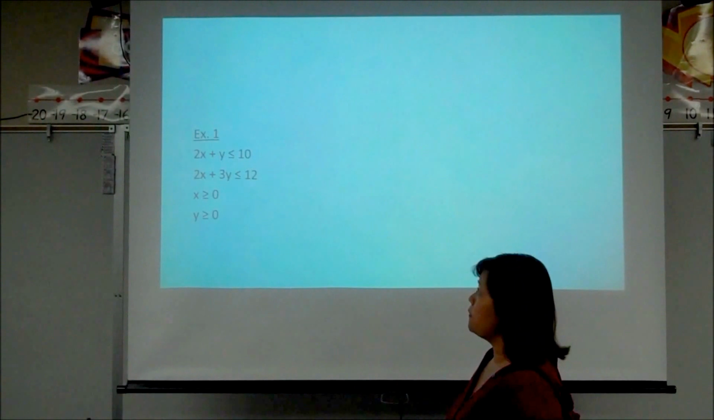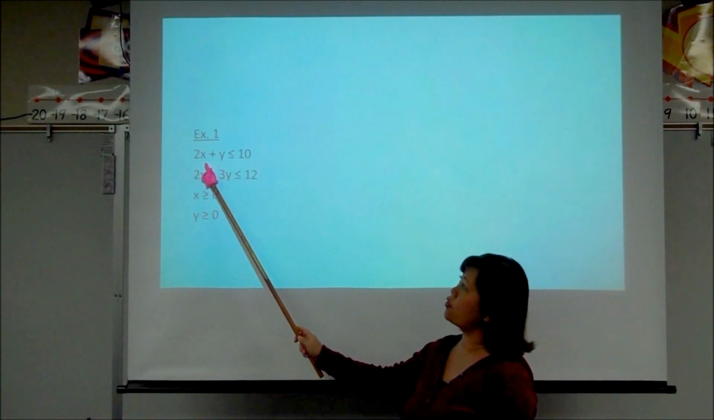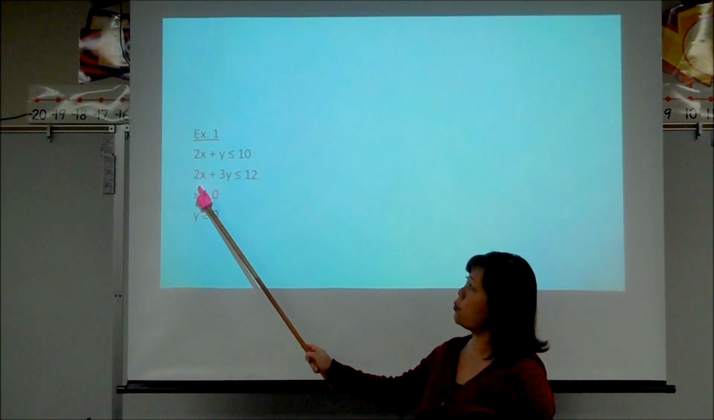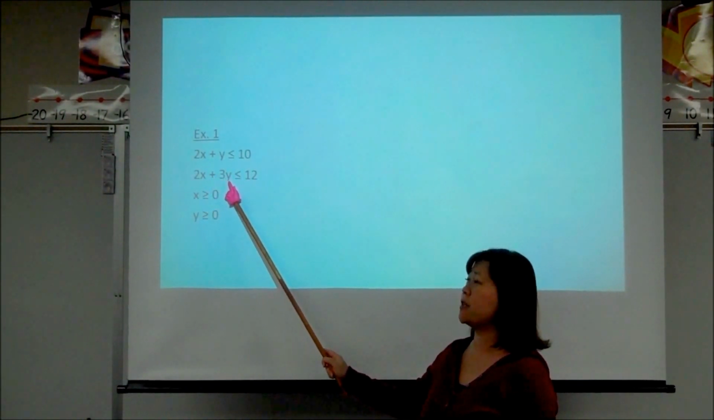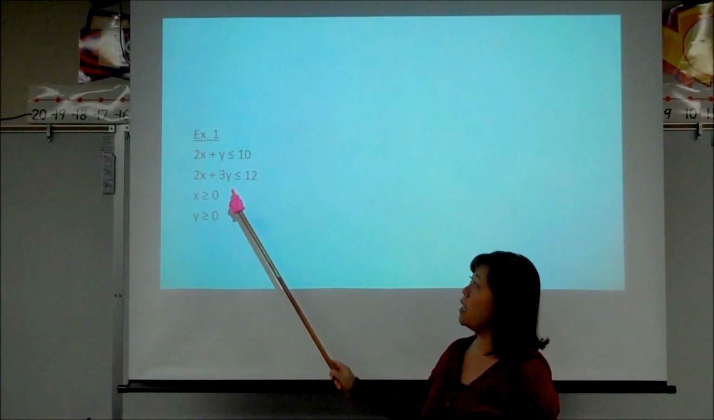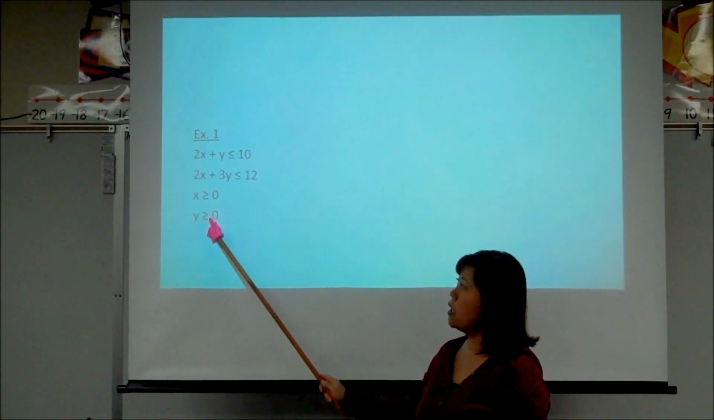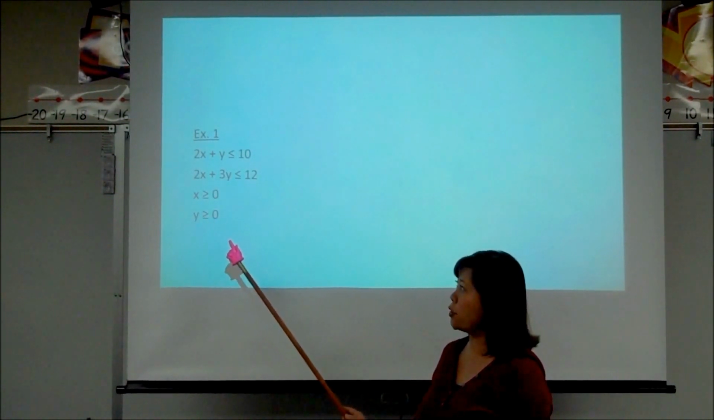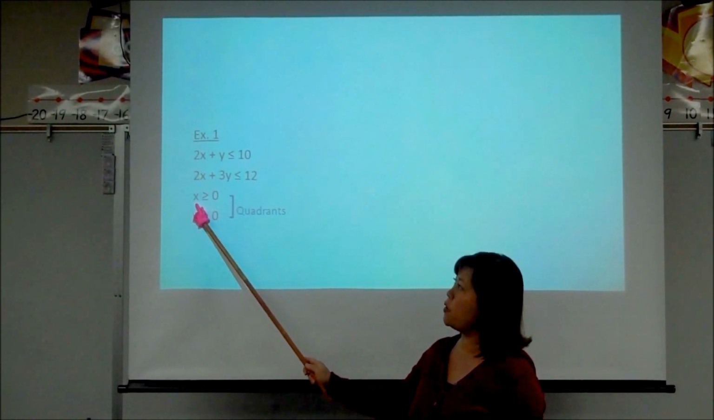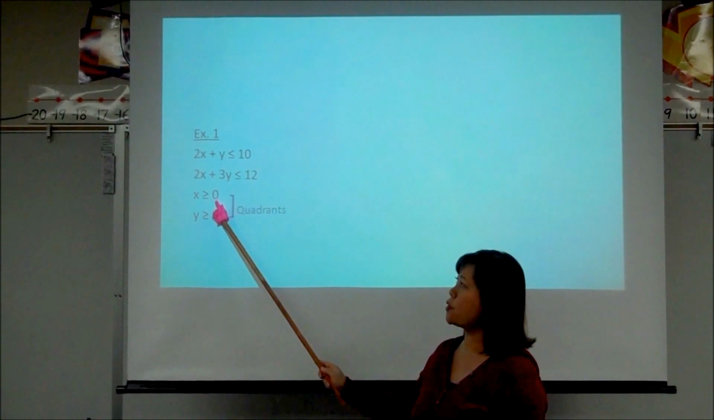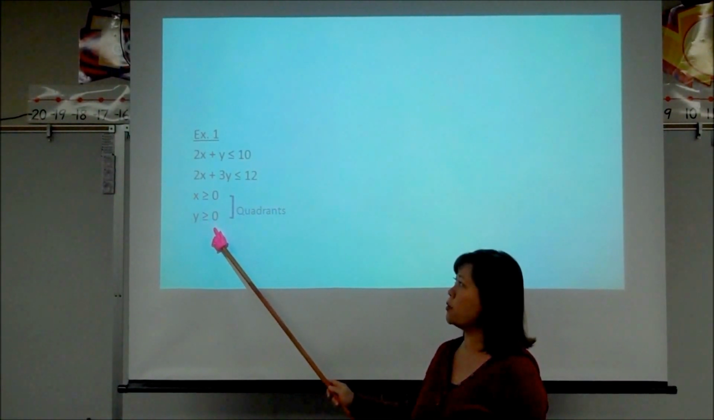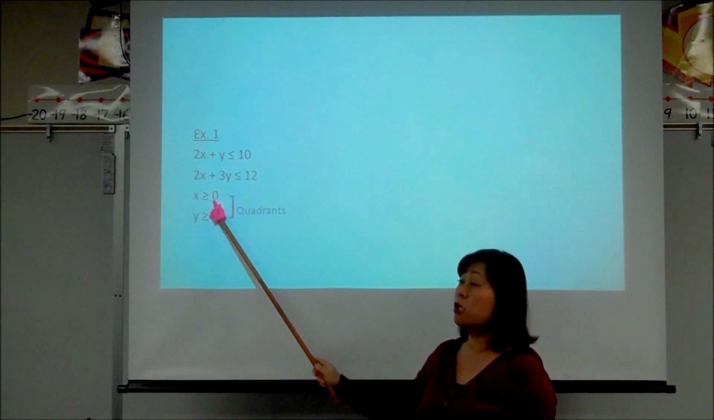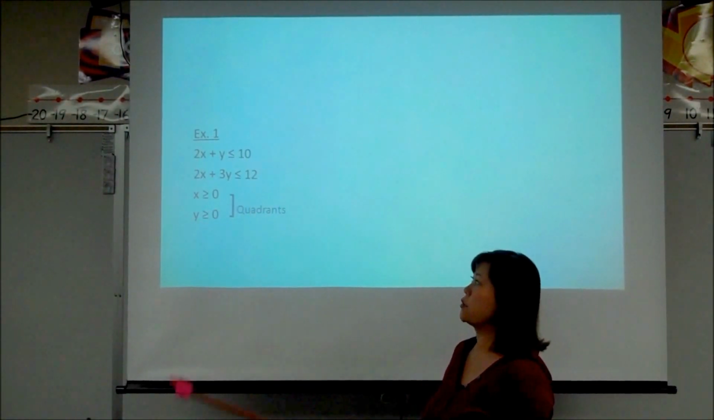So, for example, if I have example 1 where we have an equation of 2x plus y is less than or equal to 10, the second equation we're going to have is 2x plus 3y is less than or equal to 12. And we're also going to have these two down here, which we're not necessarily going to graph, but this is also going to tell me what quadrant it's going to be in. So for example, when it says x is greater than or equal to 0 and y is greater than or equal to 0, this right here will tell us what quadrant, okay? I'm going to go a little bit more into graphing of this as well, so you'll see why.